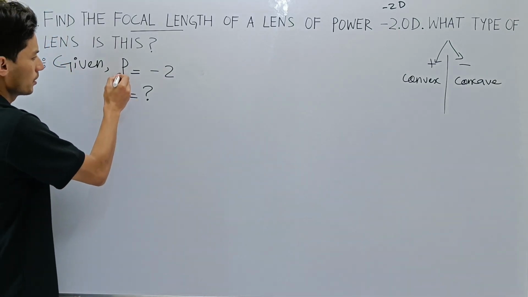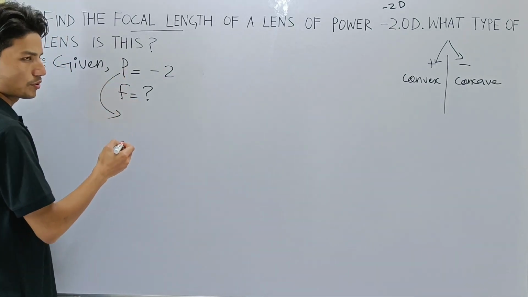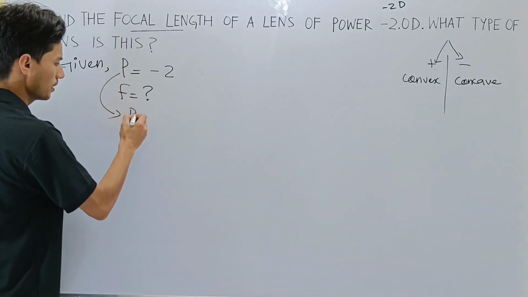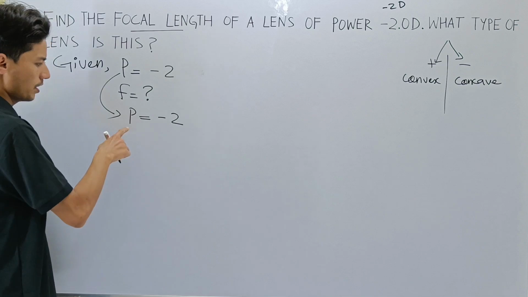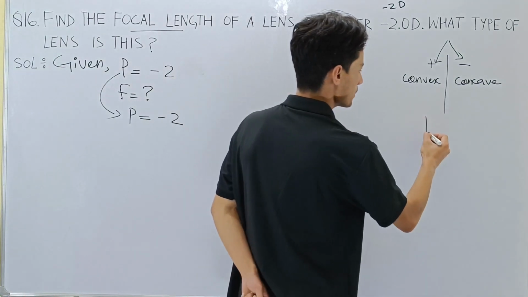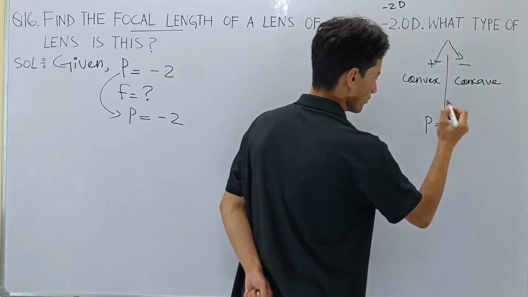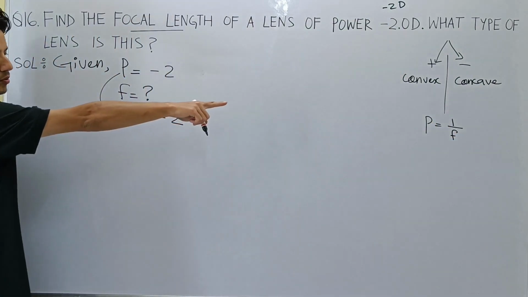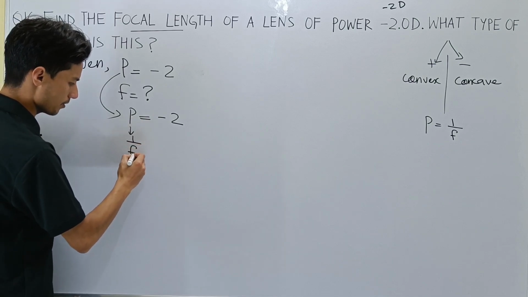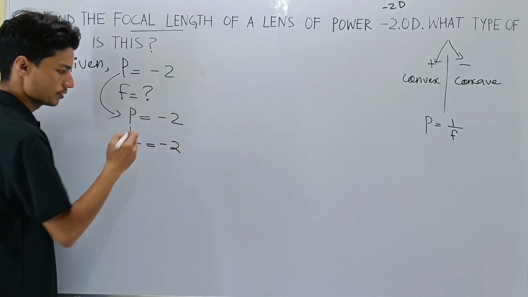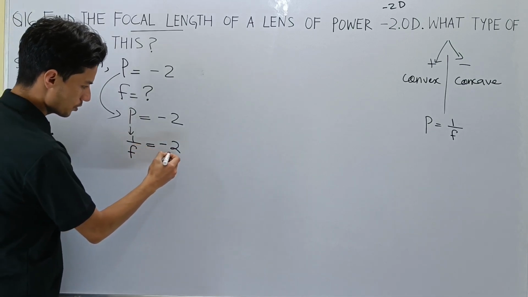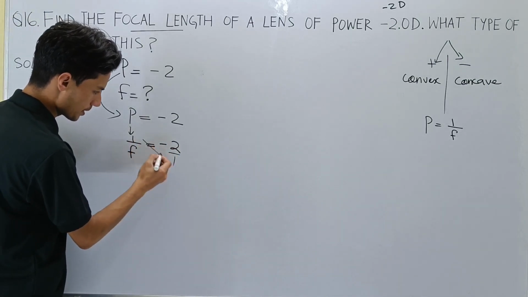Now, the formula for power is P is equal to 1 by F. So P is equal to minus 2. Instead of writing P, we will write 1 by F. So P, you replace it with 1 by F. So write 1 by F and write here minus 2. Alright, now we go for cross multiplication. So you can put here 1 and then do cross multiplication.